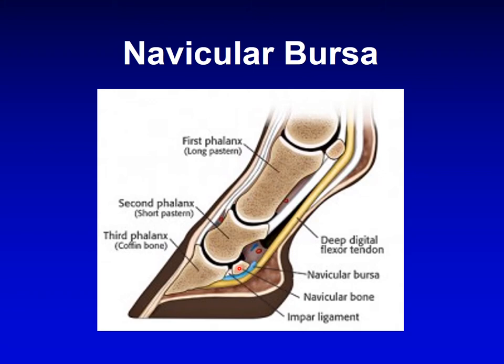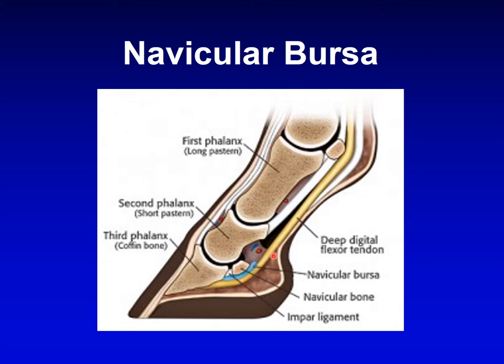Now, the navicular bone is attached to P3 by a structure that's called the impar ligament. This little structure right here attaches these fibers, these are bony fibers, by the way. They attach the navicular bone, or the distal sesamoid bone, with P3. Now, as I mentioned earlier, the navicular bone is covered by the distal end of the deep digital flexor tendon.